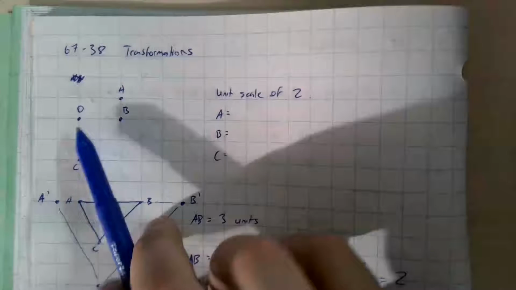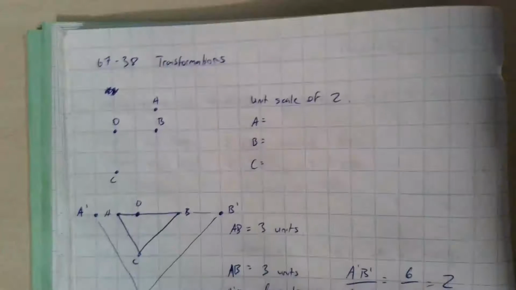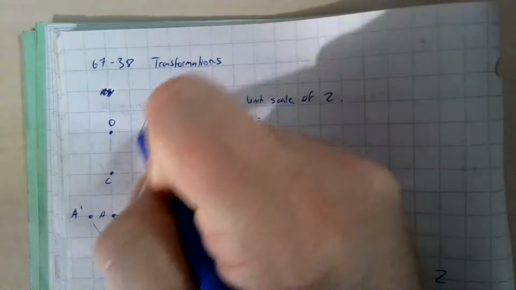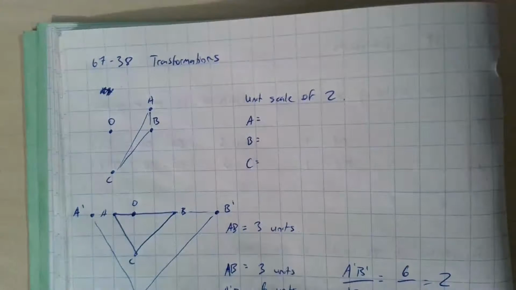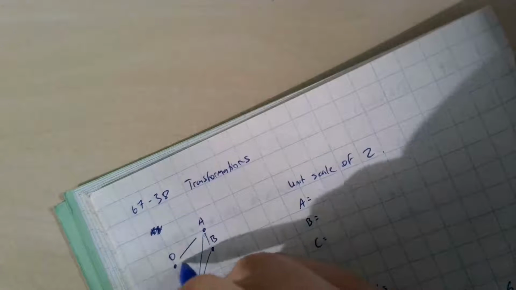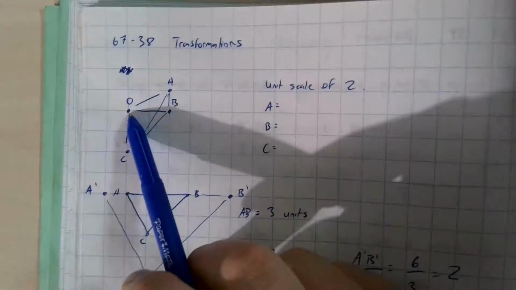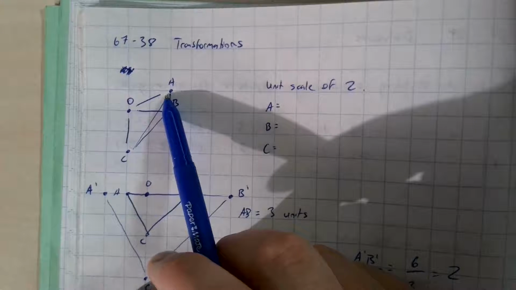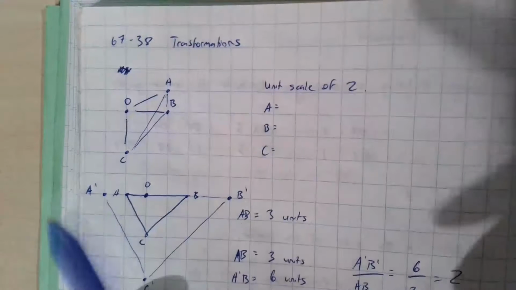Okay, so I have my point of origin and I have point A, B, and C. And imagine I could turn this into a triangle. There, now it's a triangle. And I could say, okay, I want to have a unit scale of 2. And what I should be doing is I compare from the origin to point A, how large is that? Or how do I get there? And then I'm going to figure out where my new point A will be.